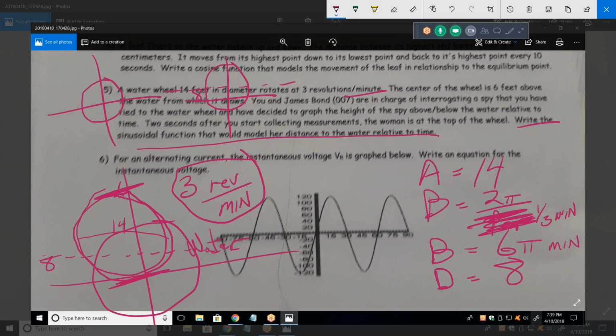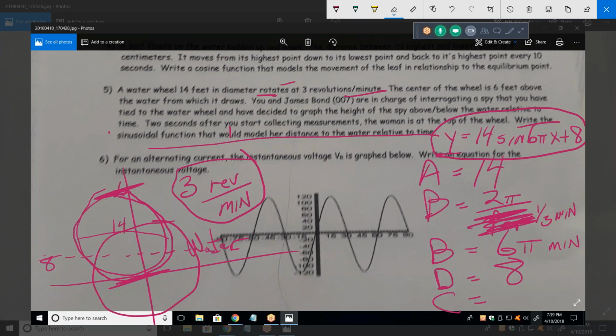Now, the only thing we haven't figured out is C. In other words, so far we have y equals 14 sine of 6 pi x plus 8. That's if there's no phase shift. Well, let's read the rest of the problem.